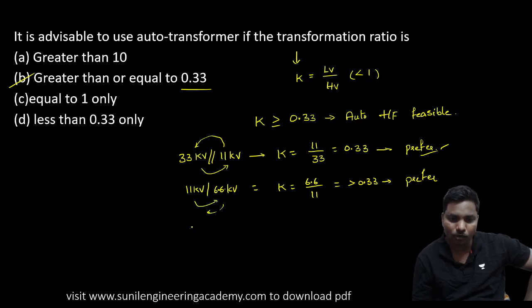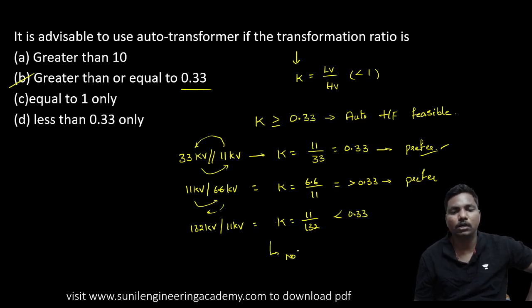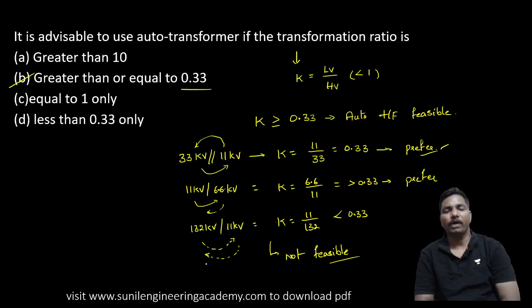For example, if we have 132 kilovolts to 11 kilovolts, then K is equal to 11 by 132. It is less than 0.33, so it is not feasible. Not feasible in the sense we cannot make the auto transformer from 132 to this much of less voltage, or from this much of less voltage to 132 of high voltage.